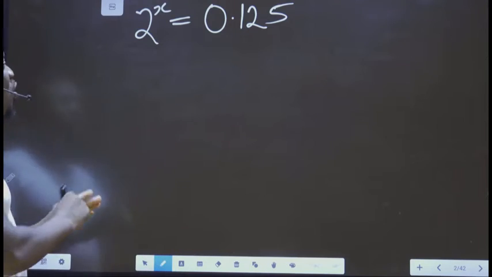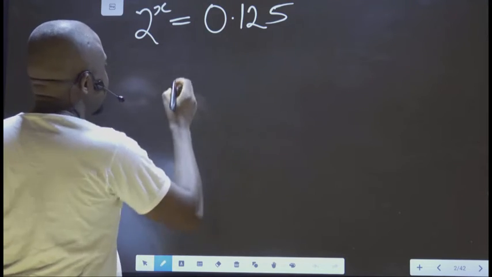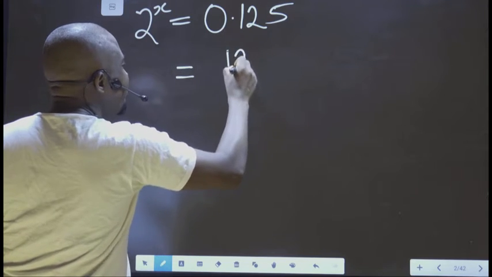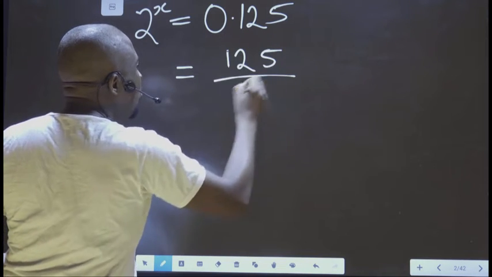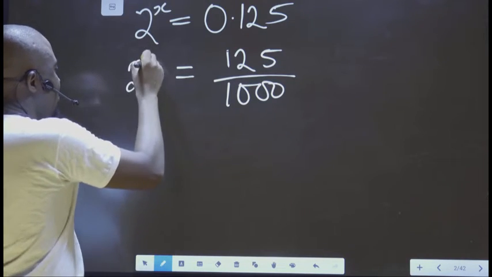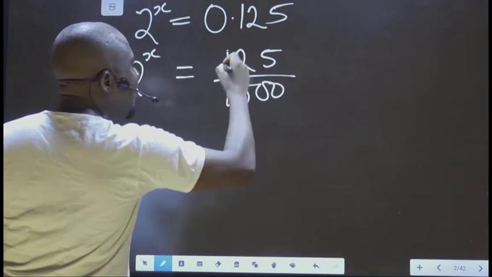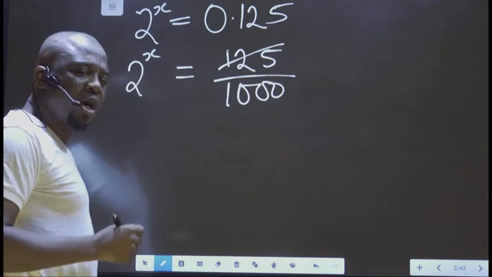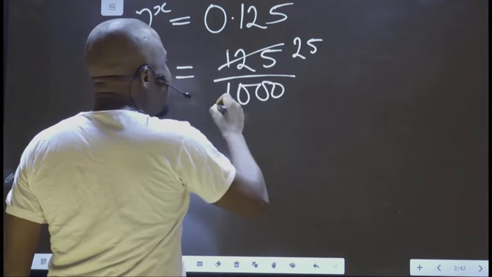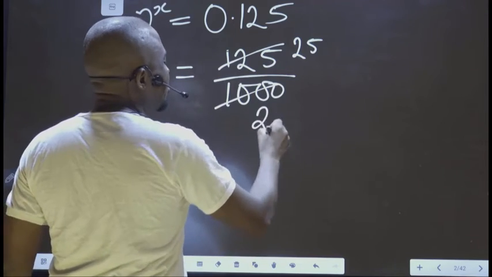Like this guy, we need to first of all work on this. This is equal to, this is what? 125 all over 1000. Okay? So this still remains the same. If you divide this one by 5, you agree with me, you're going to have 25. This divided by 5, you're going to have what?